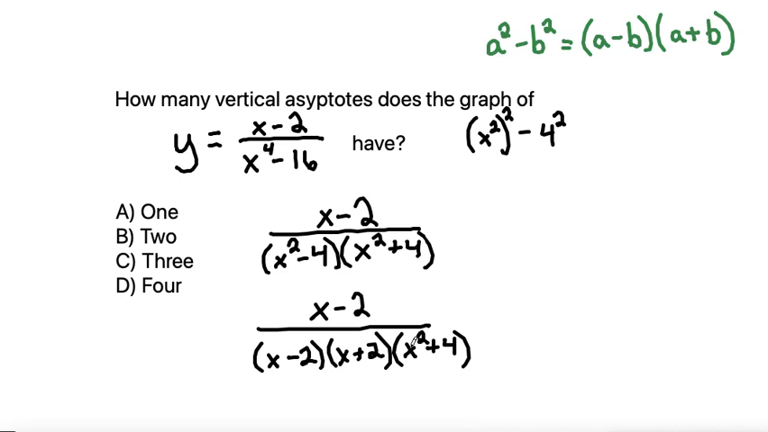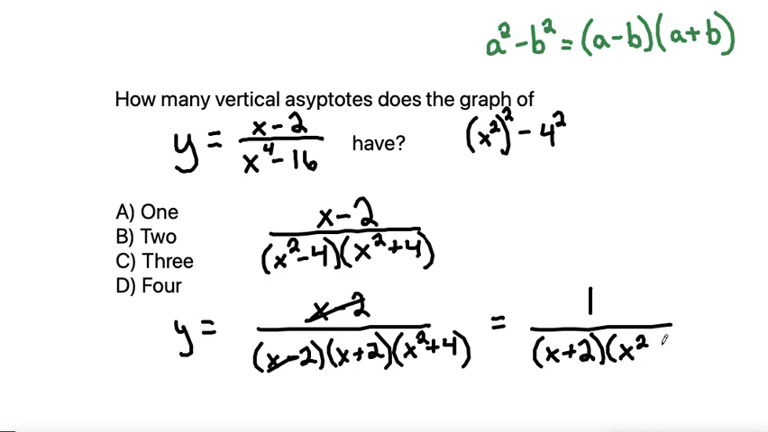Okay, so now we've factored as much as possible. So this is our function. If we have any common factors on top and bottom, we want to cancel them. So we have the x minus 2. Now that's going to create a hole, but we're not worried about holes in this problem. So we're just worried about vertical asymptotes, so we can ignore the factor that cancels out.